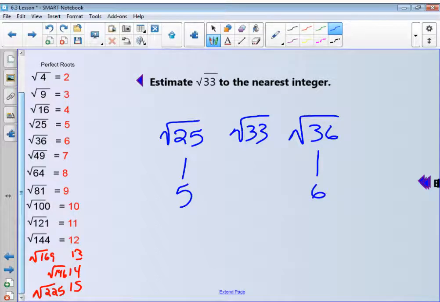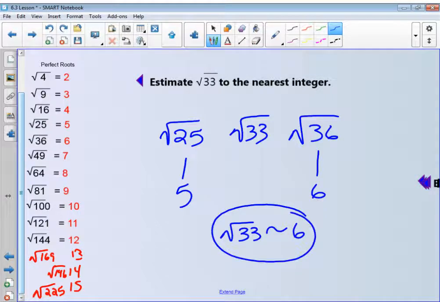Okay, so it would fall between the numbers 5 and 6, and it is closest to 6, so the square root of 33 is about 6. Because it was 3 spots away from 36 versus 8 spots away from the 25. So it's closest to 6 here, or it would fall between the numbers 5 and 6.